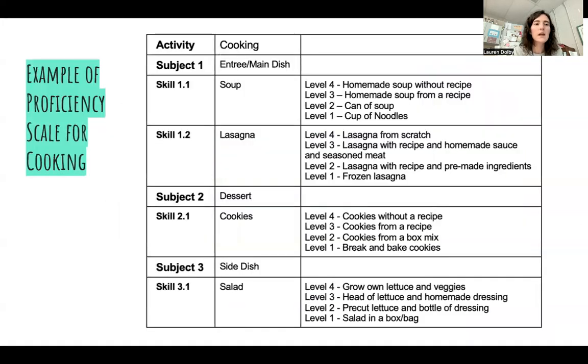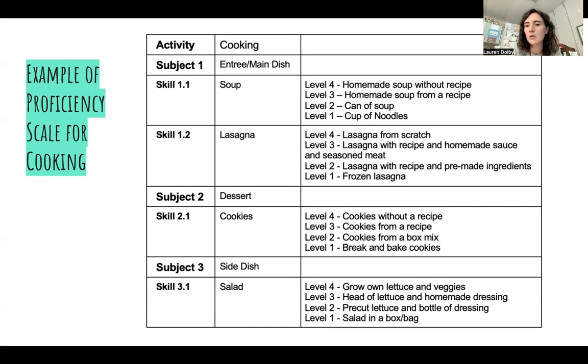Here's an example of a proficiency scale for cooking, just to put it in really general terms, outside of math. If you look at the activity cooking, think about math instead of cooking. And then you have the subject, which is the entree or main dish. And so skill 1.1 is soup.